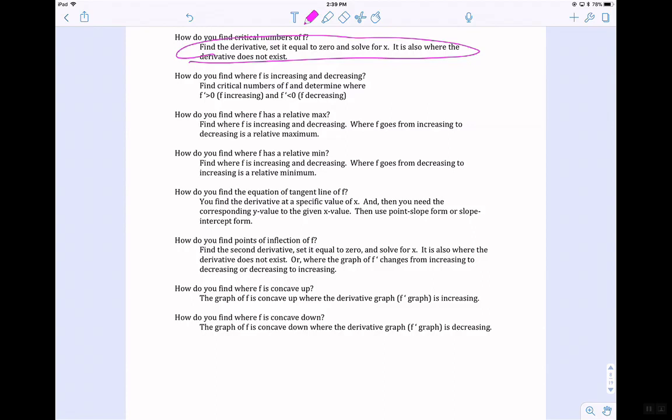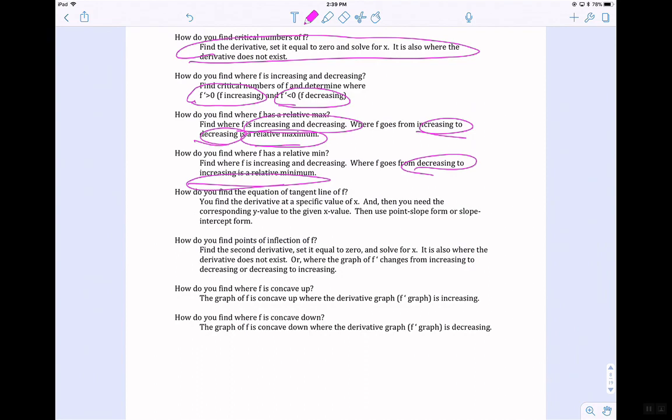Take the derivative, set it equal to 0. The f prime being bigger than 0 is where f is increasing; f prime less than 0, the function is decreasing. Where do you have a relative max? Where it's increasing to decreasing. Relative min, where it goes from decreasing to increasing. Where f goes from increasing to decreasing is a maximum, and decreasing to increasing is a minimum.